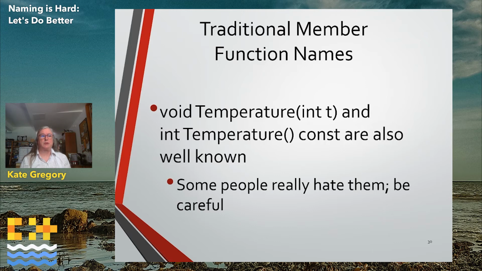I've worked with lots of people over the decades who love this particular combination. If you have some member variable temperature, the function temperature that takes an integer sets it, returns void, and has nothing else to do. And the function temperature that doesn't take anything and returns an int is the get. A lot of people hate them. They're hard to grep for, but be aware that's a pattern. If you have a get-set allergy, as it were, this is another way of doing get and set.